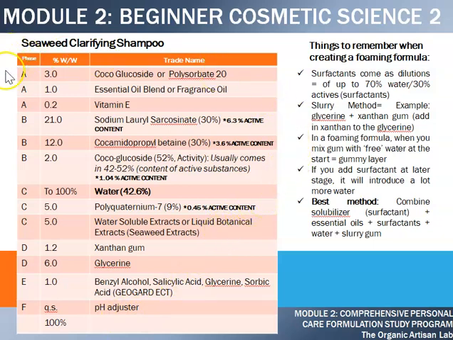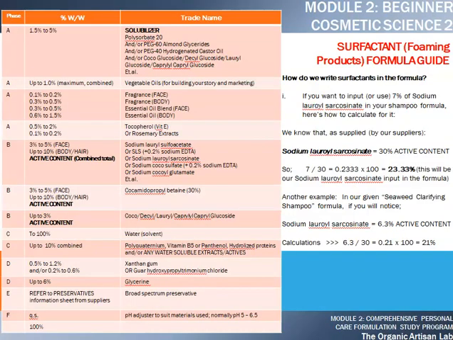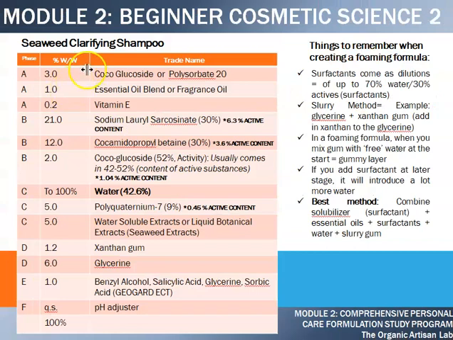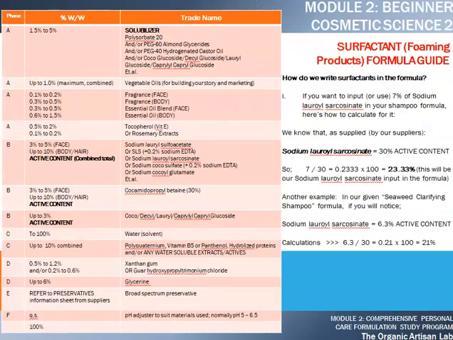So if you check our next slide, you'll find out that this is based on the surfactant foaming products formula guide. I wrote this formula based on that other slide, which is the guide that I created for you to follow once you are writing your own formula for a hair wash, a shampoo specifically, or even a body wash.